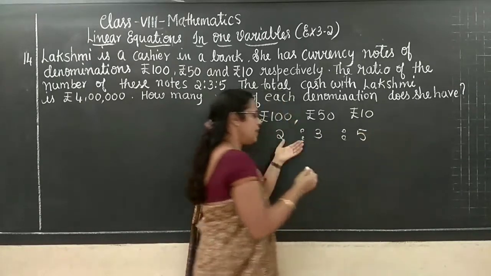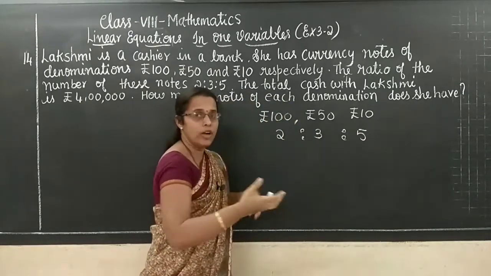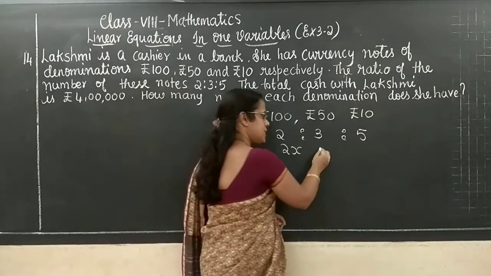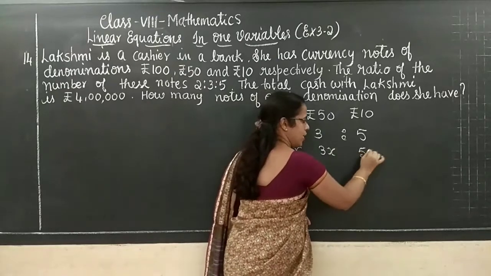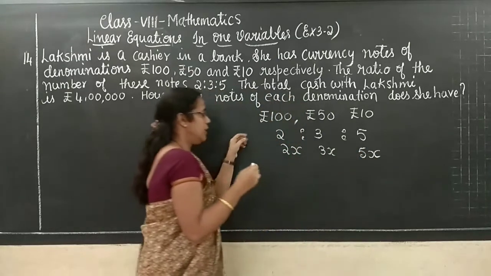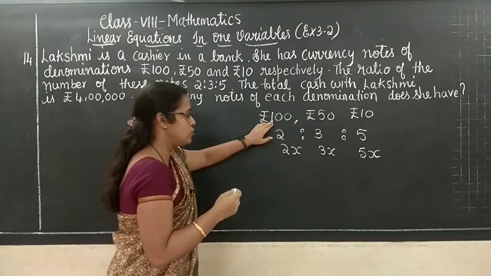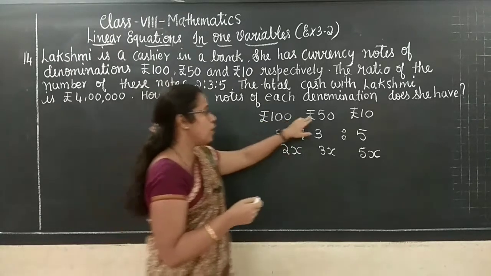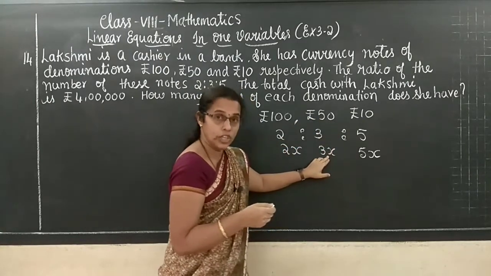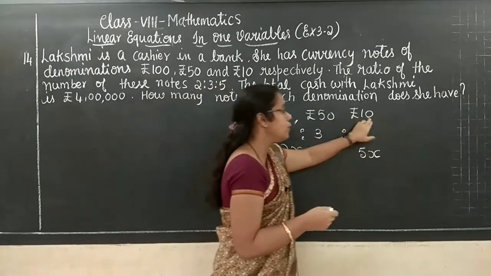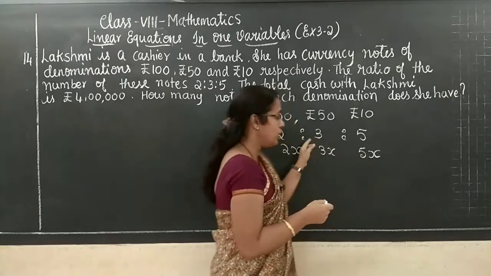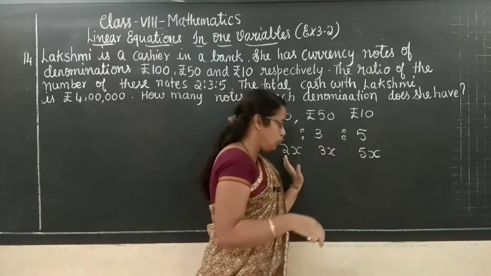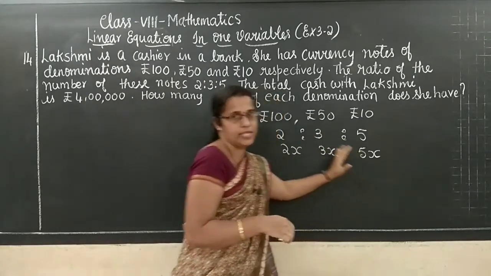Whenever a ratio comes, you cannot calculate it directly. So what you have to do is write it in the form of 2x, 3x, 5x. So the number of 100 rupee notes is 2x, the number of 50 rupee notes is 3x, and the number of 10 rupee notes is 5x. They have given it in the form of a ratio, that's why we have to write like this.